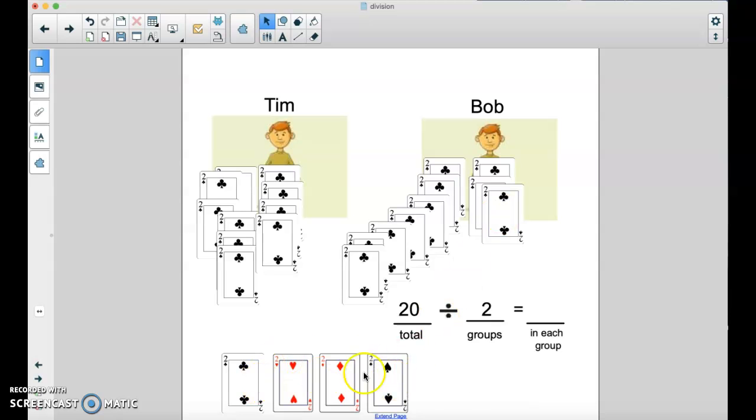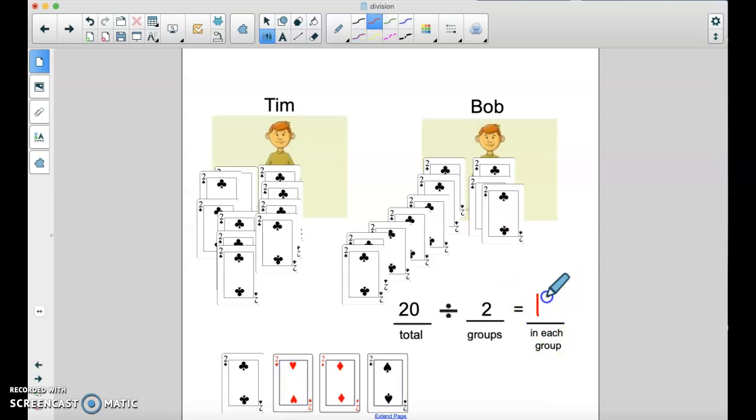There we go. I passed out all the 20 cards that I had, and I had 2 people. So now I need to decide how many does each person get. Let's count. 1, 2, 3, 4, 5, 6, 7, 8, 9, 10. Ooh, each person had 10.